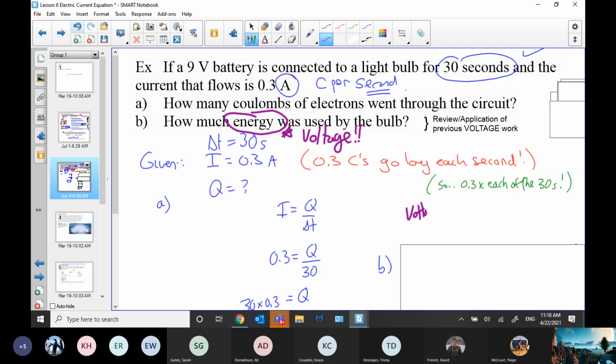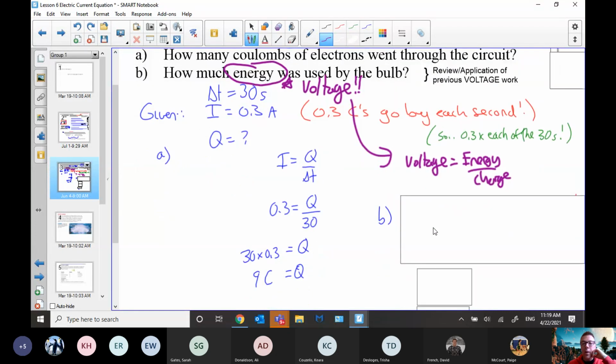Not good enough. So voltage equals energy per charge, right? That concept is known. And then the formula to go with it is V equals delta E over Q. This is just a V.